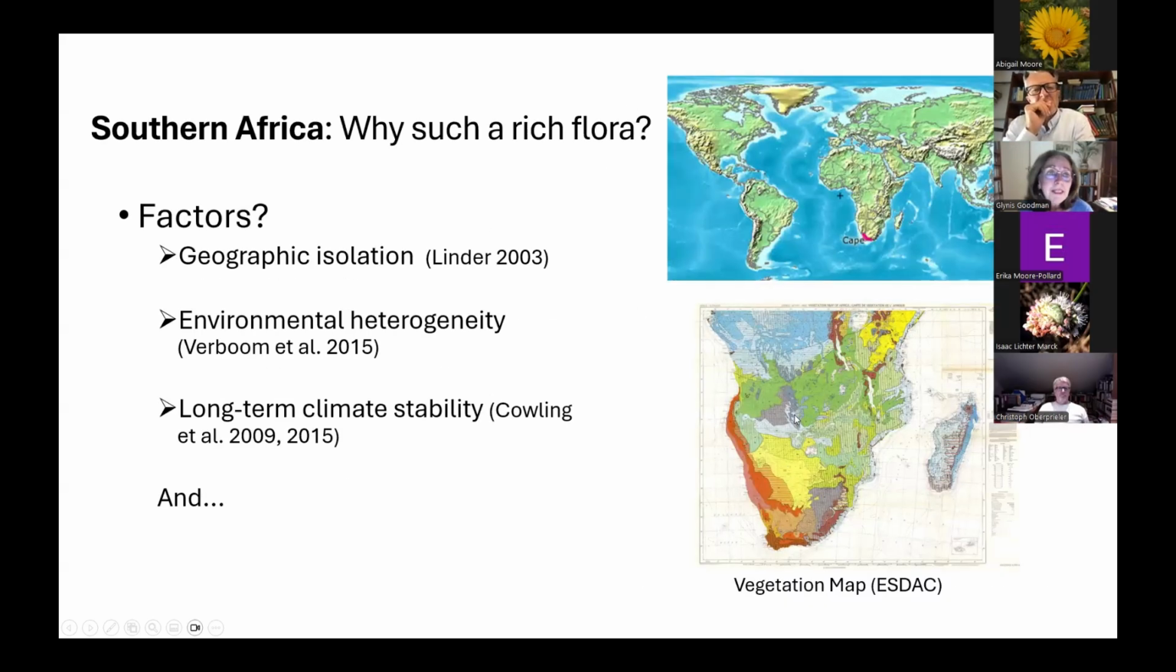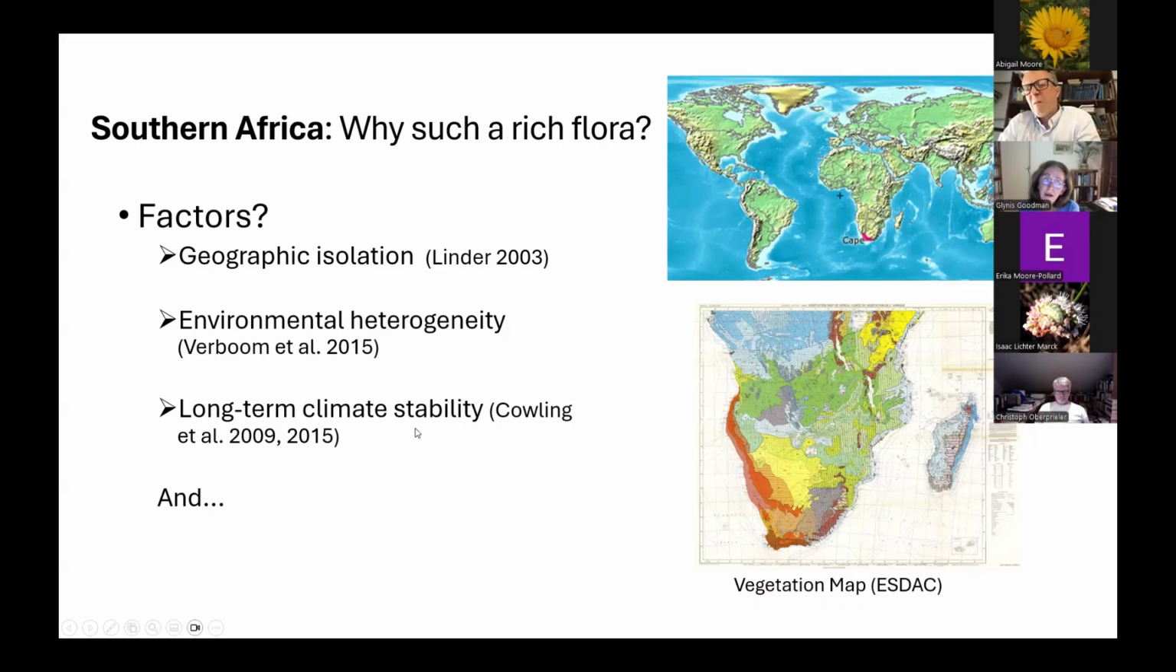So before we get back to that, I just wanted to ask, why such a rich flora? Well, there are a number of hypotheses that have been put forward. One is geographic isolation, and that's certainly true of the Cape Floristic region at the tip of Africa here. Environmental heterogeneity is another, and if you look at this vegetation map on the right-hand side below, you'll see that there's quite a complex of different vegetation types in southern Africa.